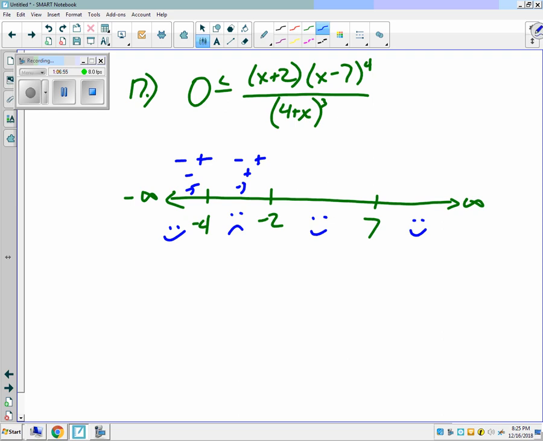Remember your multiplicities. If it's odd, your happy face changes. If your multiplicity is even, it bounces. It stays the same. Remember your multiplicities. If it's odd, like on the -2 and -4, it changes. If it's even, like up here, it bounces. It stays the same.